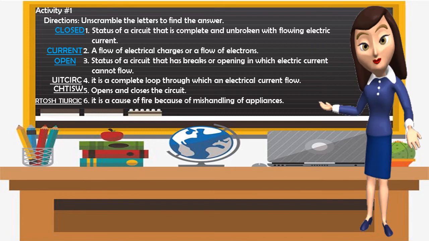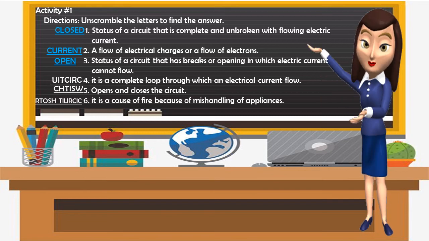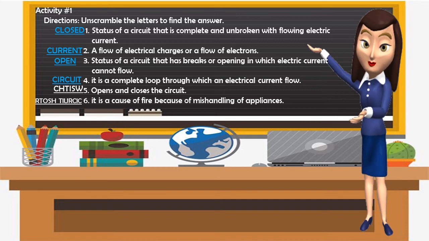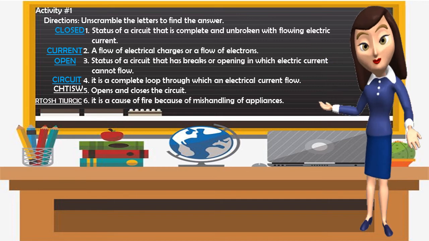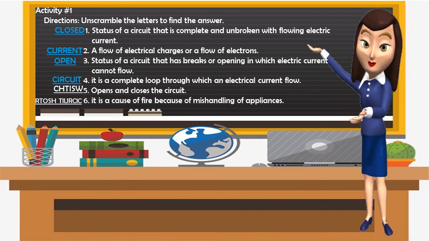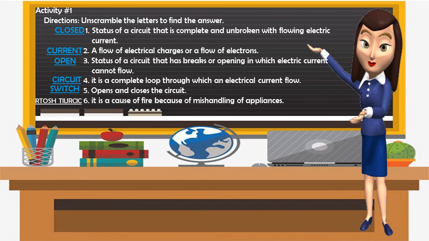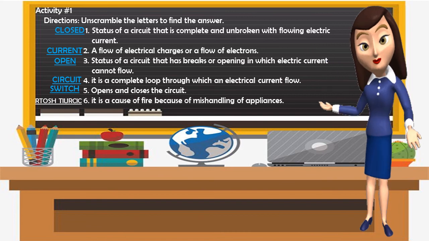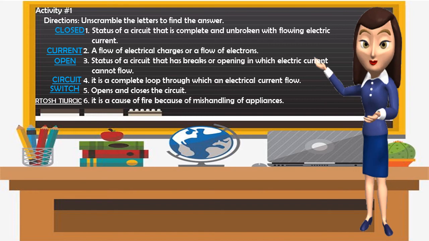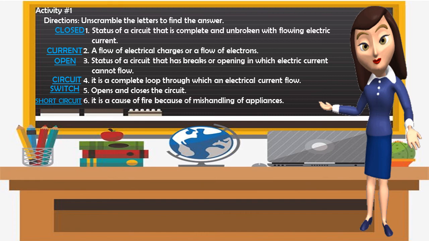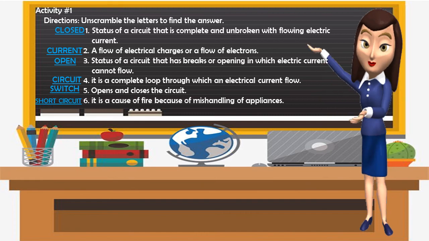Number 4. It is a complete loop through which an electrical current flows. Very good. It is circuit. Number 5. Opens and closes the circuit. Very good. It is a switch. Number 6. It is a cause of fire because of mishandling of appliances. What do you think is the answer? Very good. It is a short circuit.